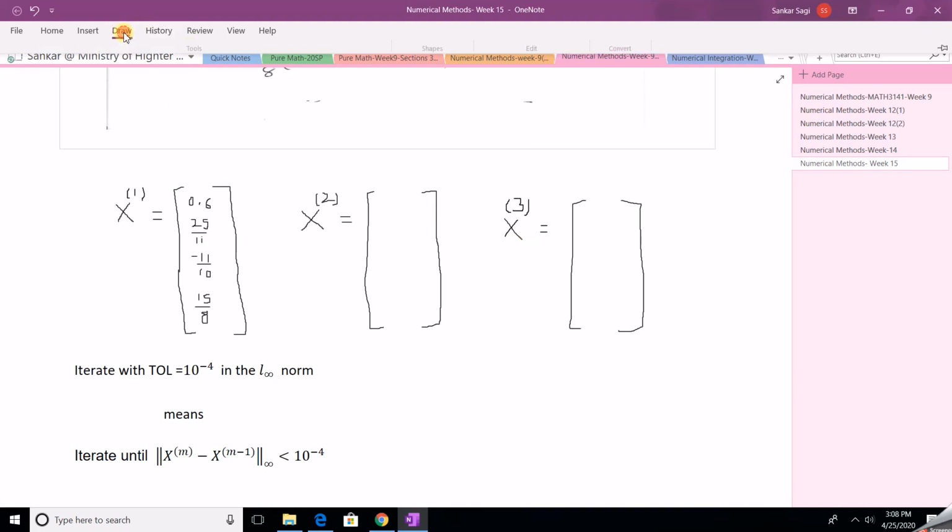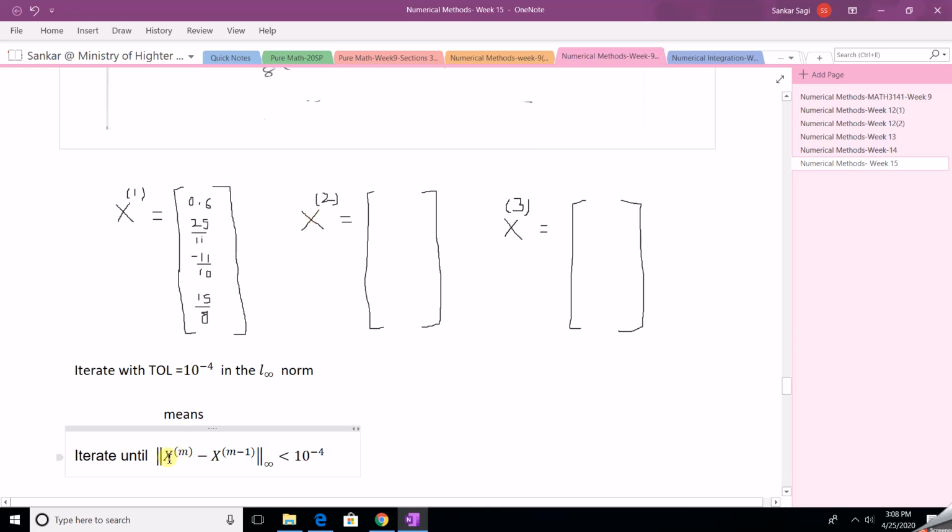Then again find the difference between x3 and x2. Here when m is 3, this will be x3 and this is x2. Find the difference between x3 and x2, and find the L infinity norm of that. If that is less than 10 power minus 4, you can stop there. So you have to continue finding the approximations until the L infinity norm of the difference between two successive approximations is less than 10 power minus 4, then you can stop.